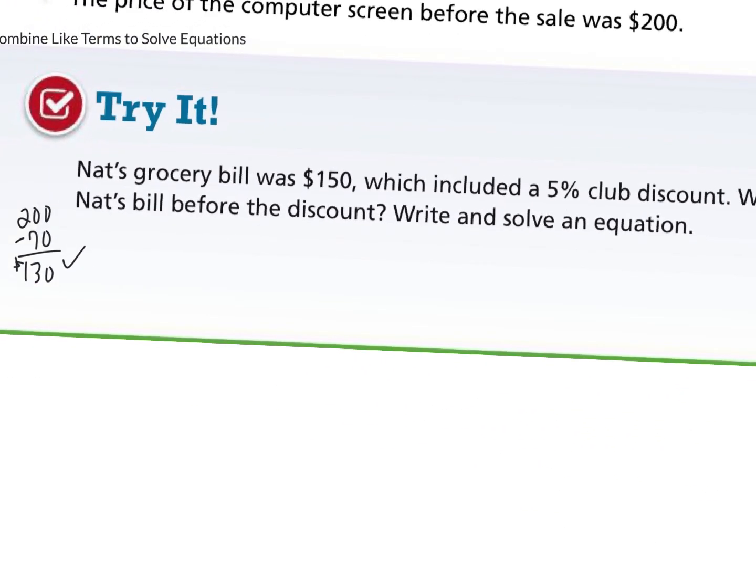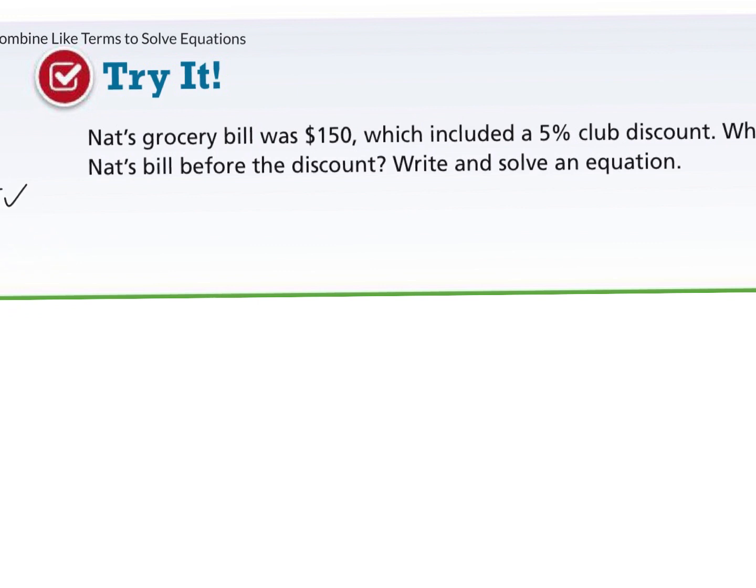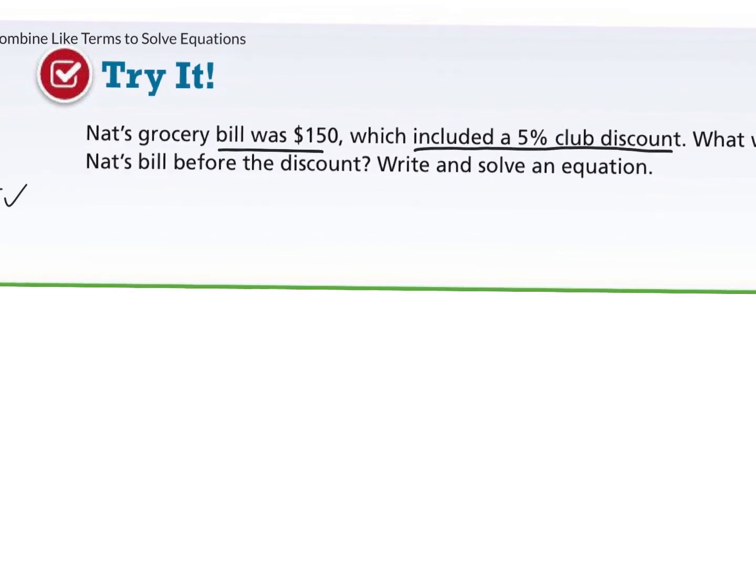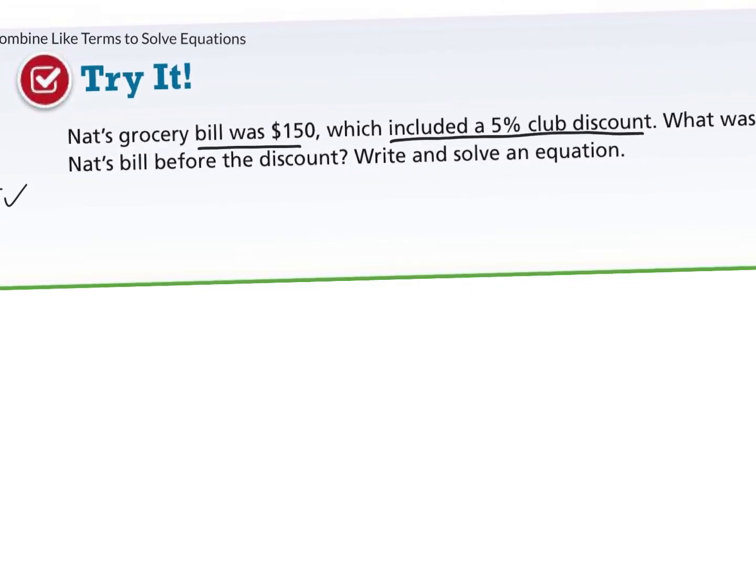So if we look at the try it, Nat's grocery bill was $150, which included a 5% club discount. So the question is, what was Nat's bill before the discount? And they want us to write and solve an equation. Okay, so like we did in the last problem, you could think about, what would it be if we were paying the full amount? What percent would we be paying? And then with the discount, what percent are we paying? And that would be a way that we could work this out.